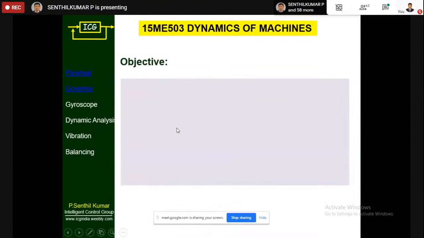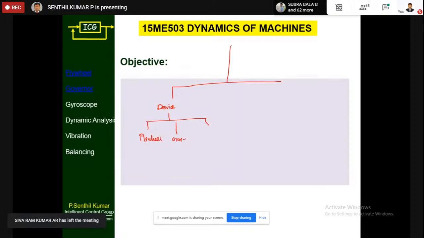Okay, so you take the subject dynamics. In that subject, we discuss some dynamic devices. First one, flywheel, then governor, gyroscope. So these are some dynamic devices. Then apart from that, whenever it comes to dynamics, there are some properties. One of the important properties in mechanical systems is balancing.